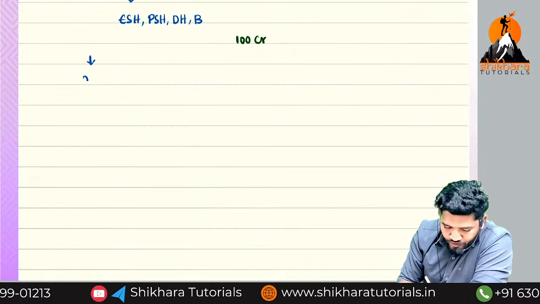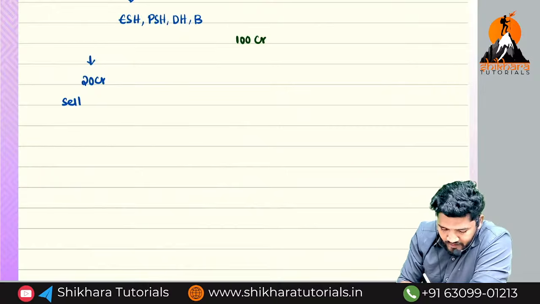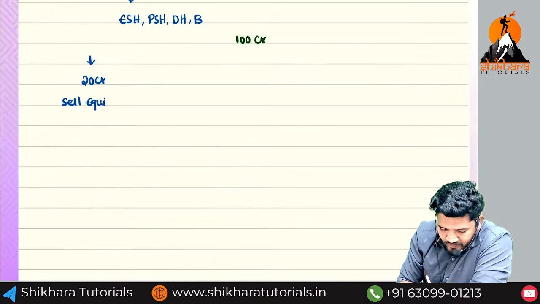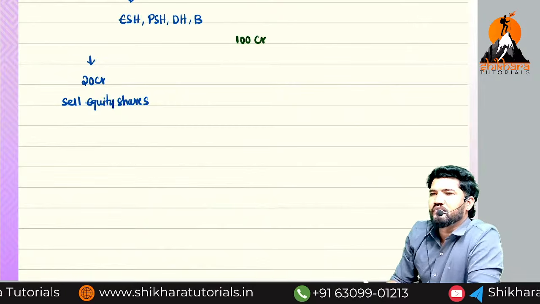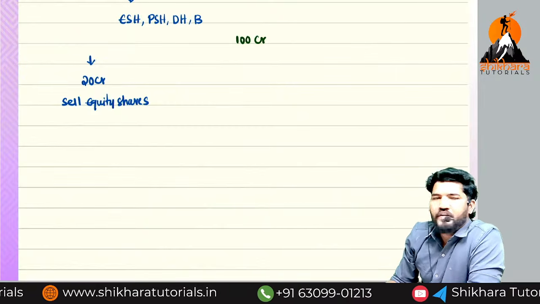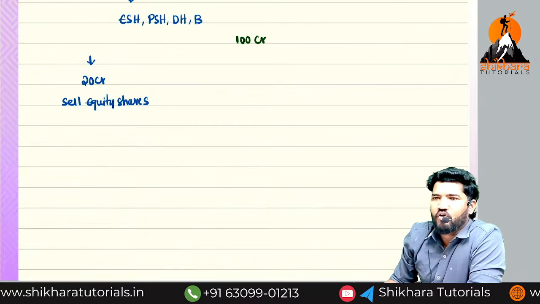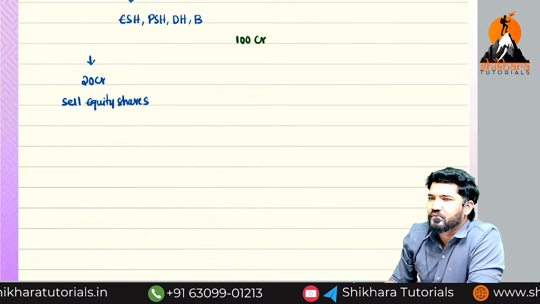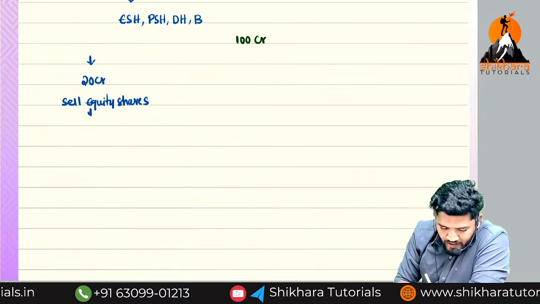Now I procured 20 CR by selling equity shares. Selling equity shares means what am I selling? My company ownership. It is not just a document, it is ownership. Now he is an owner of my company.